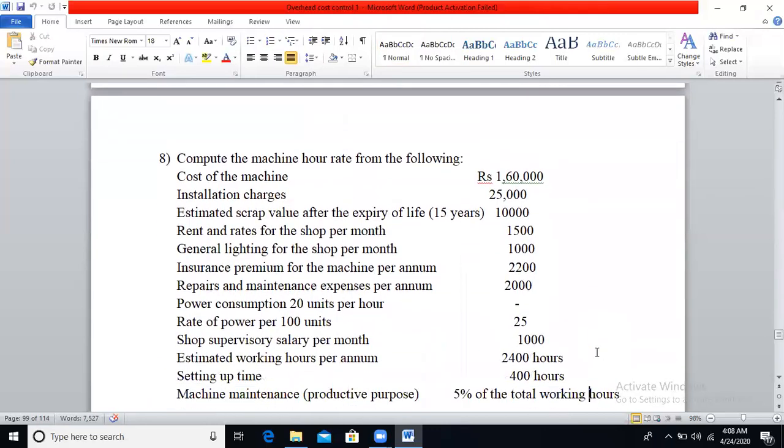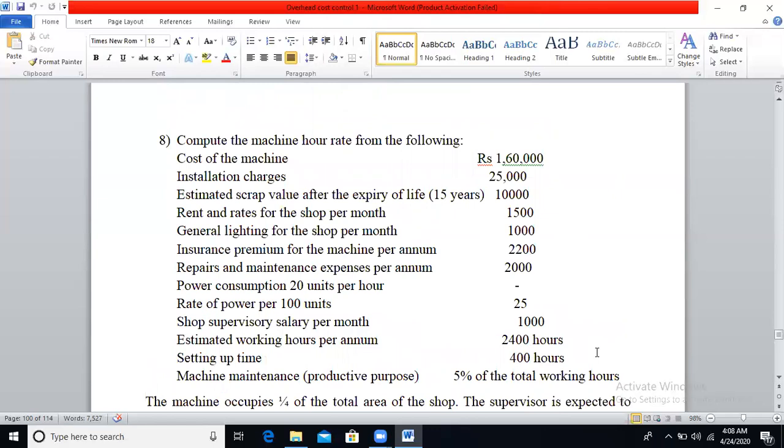First, you need to consider this machine as a separate machine. And the second step is identification of variable expenses and the standing charges. Cost of machine will be considered for the calculation of depreciation. Installation charges will be considered for the calculation of depreciation. Estimated scrap value will be considered for the calculation of depreciation, and depreciation is a variable expense.